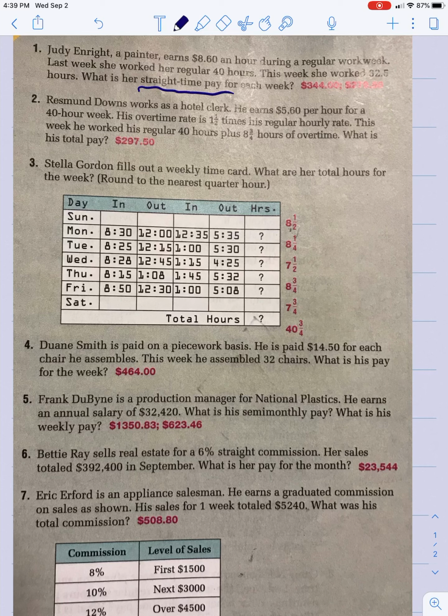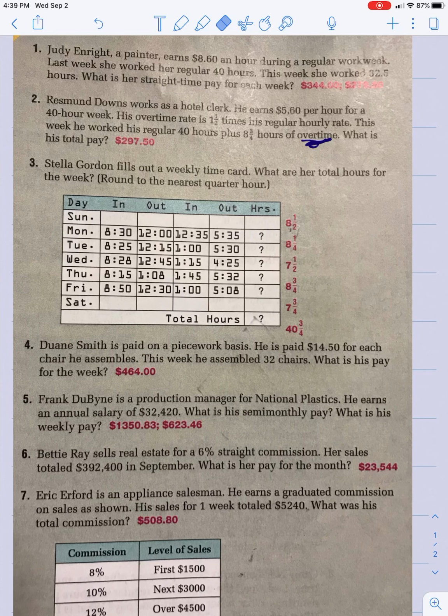Remember, when you do your overtime, you have to do your straight time pay and your overtime pay separate. Okay, do separate steps with those. You can't do them all in one step. Okay, so let me just do this one as an example. Gonna zoom in a little bit.